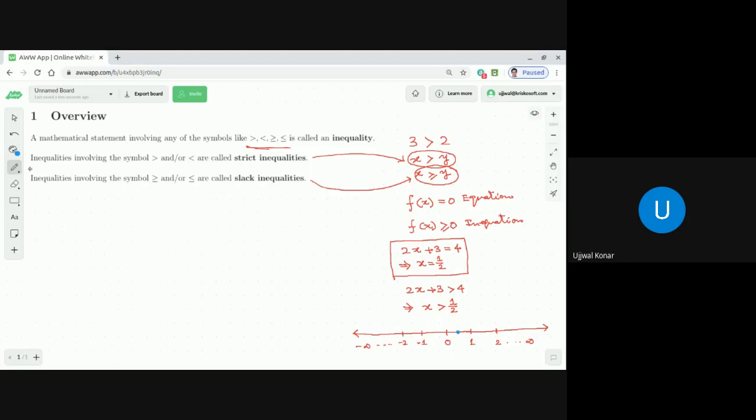But when we say greater than half, that means what? Greater than half means just a little more than half, and it goes towards infinity. Any value on that number line is going to satisfy this inequation. If you consider this inequation, it is getting satisfied by this number line. What is the line I just drew?